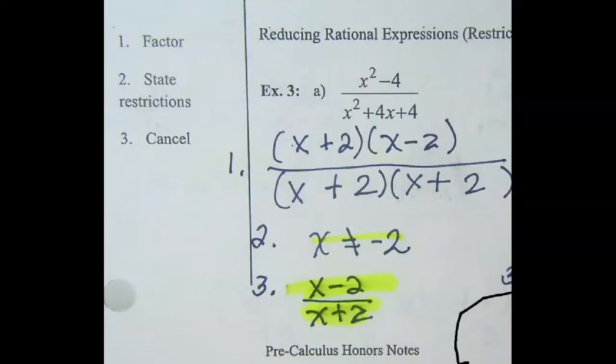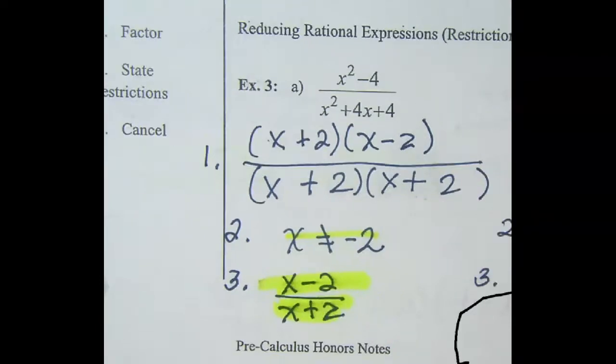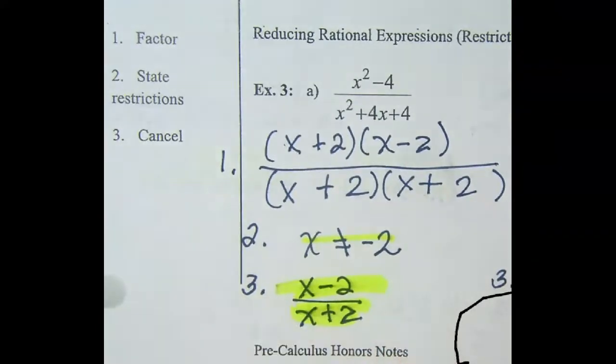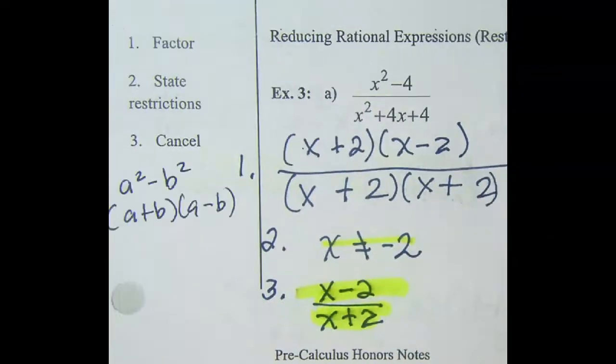Looking at example 3, we're going to reduce the rational expression. The first thing we do is we begin by factoring. So I factored the numerator. It's a difference of 2 squares, and at the end of this video, I'll review how to do difference of 2 squares. Example 3a, we're going to reduce the rational expression.